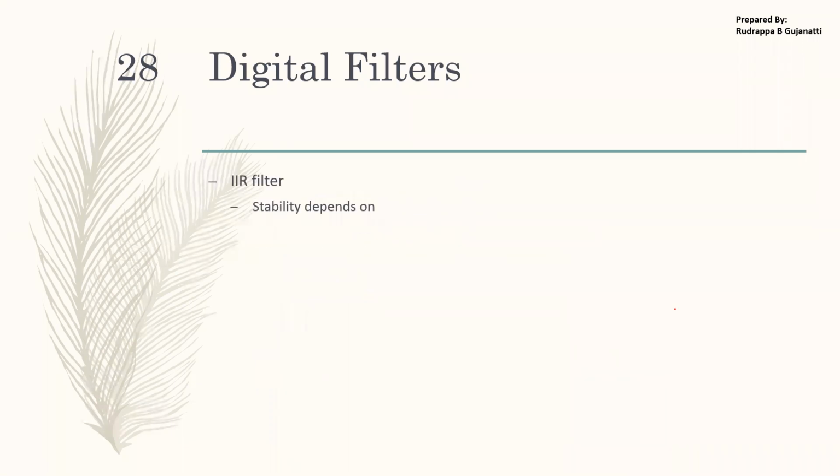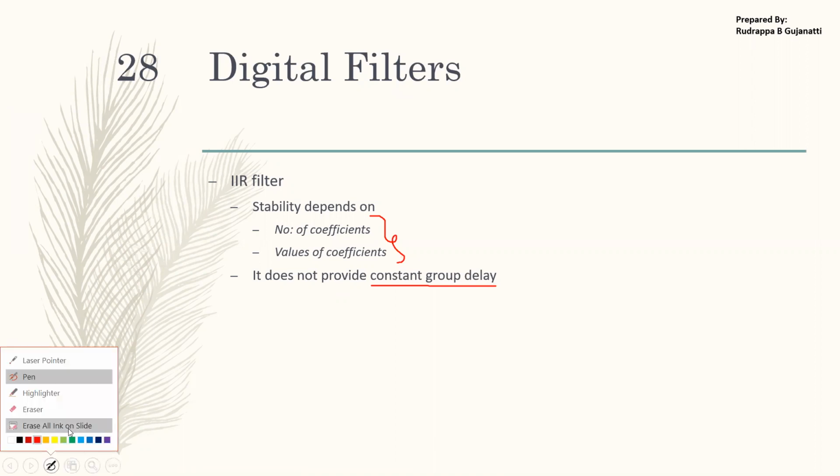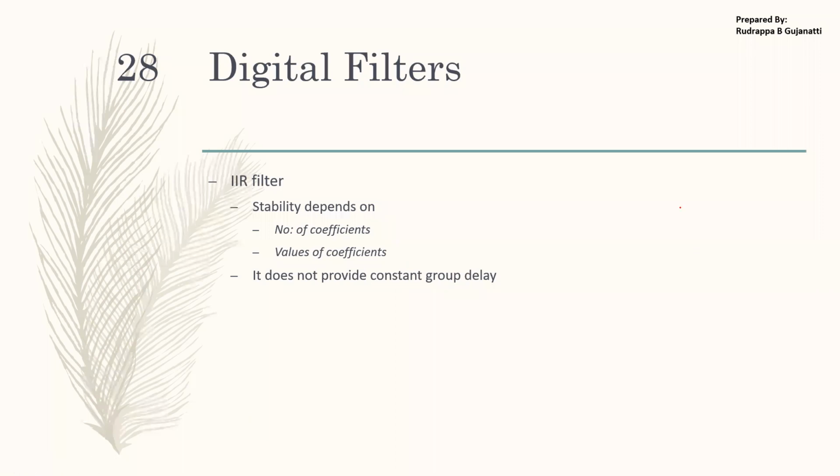The IIR filter basically depends on the stability, which depends on the number of coefficients present and the values of the coefficients. These are the two major things which decide how stable the IIR filter will be. Another thing to identify is that the IIR filter does not provide a constant group delay, whereas FIR filters provide a constant group delay. We saw that the group delay was half in the previous example.